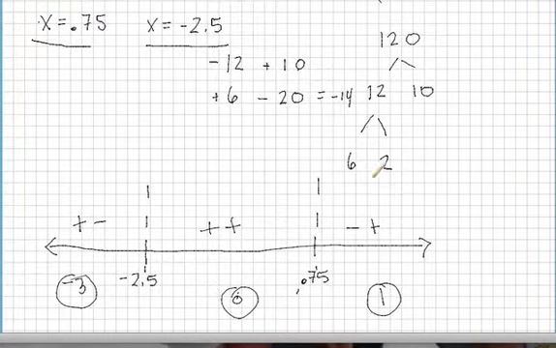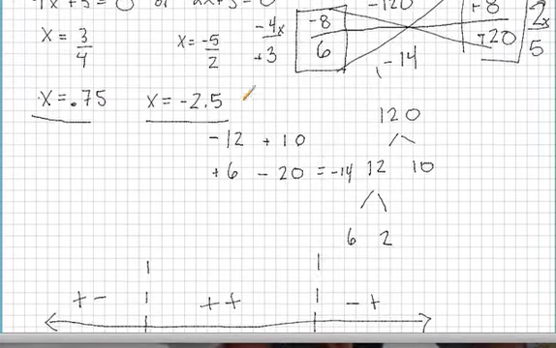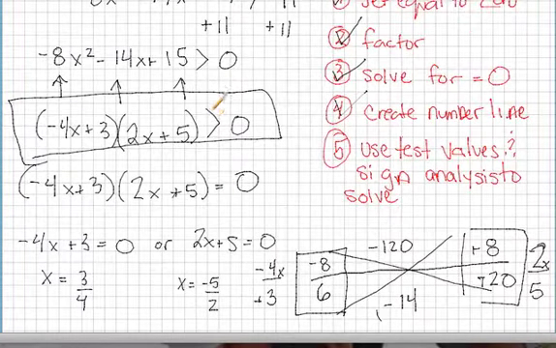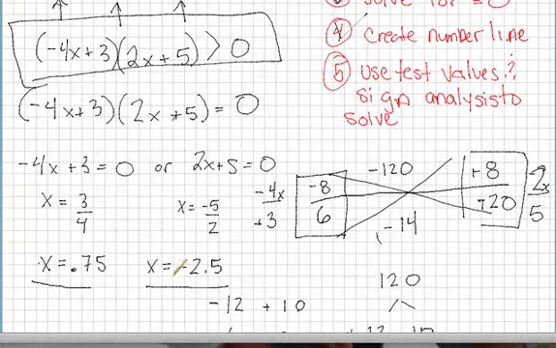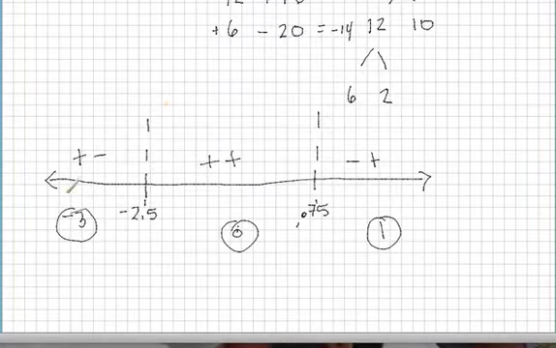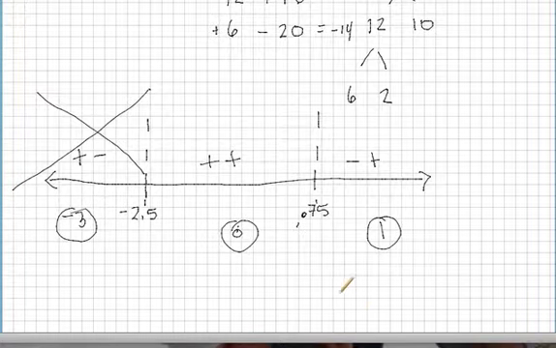So now we're going to go ahead and use sign analysis to solve this. We need to look at our original equation. They're asking us to find the places where this expression is greater than 0. So it has to be positive. It's not even allowed to equal 0. It definitely has to be positive. Well, if I have a positive and a negative, I'm really ending up with a negative. So I'm going to cross out that whole area there.